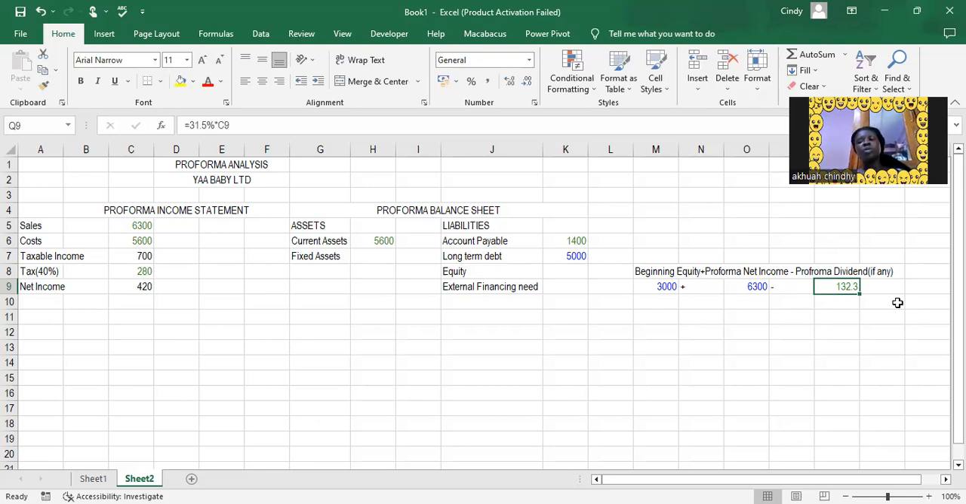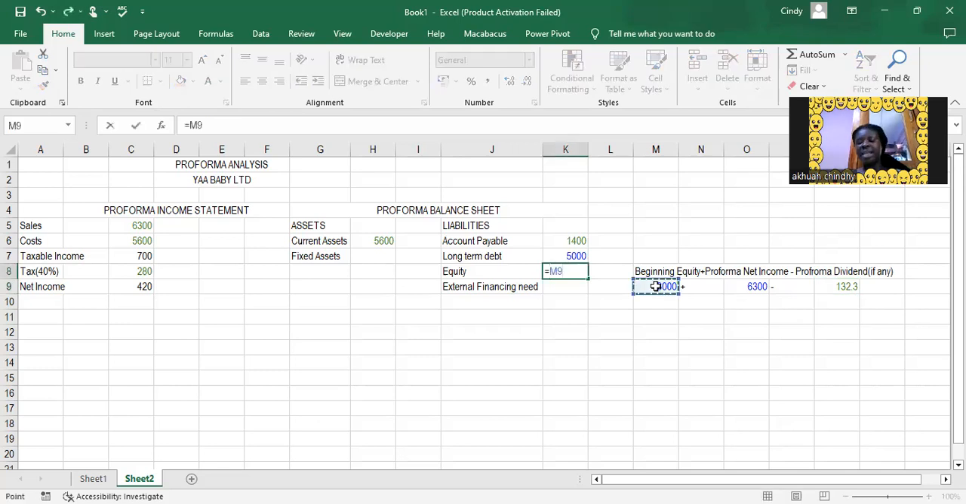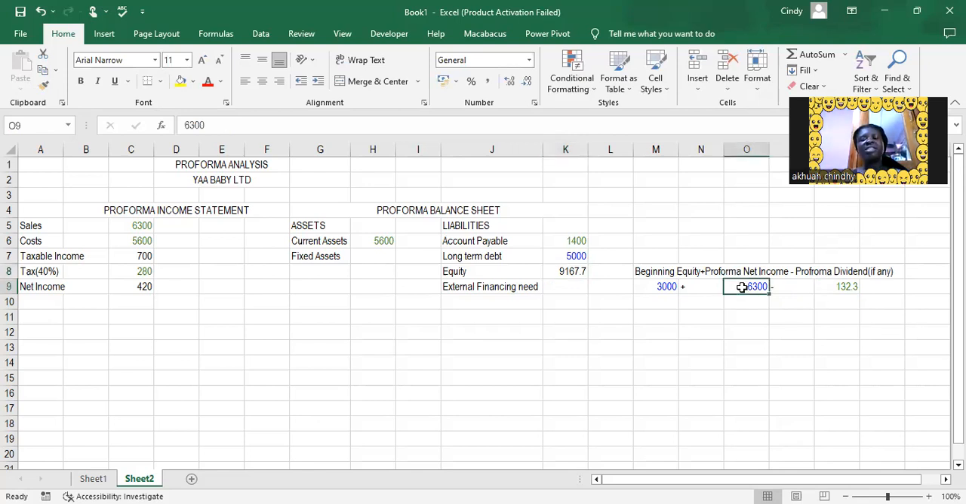We get our 132.3. So now our equity here will be equal to this beginning balance plus the net income minus the pro forma dividend. And we'll get our answer. Oh, okay, sorry. This 6,300 is not the net income; the net income is 420 rather. Okay, so 420. All right.